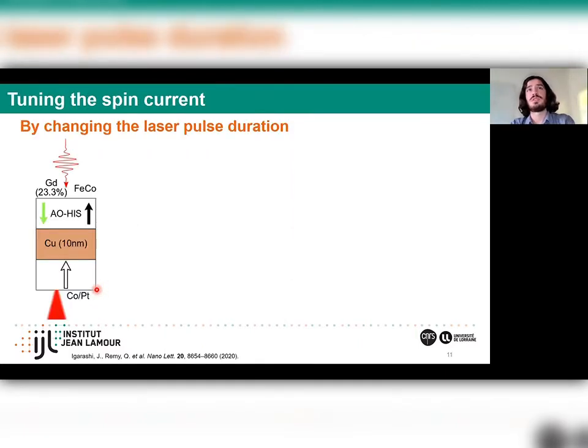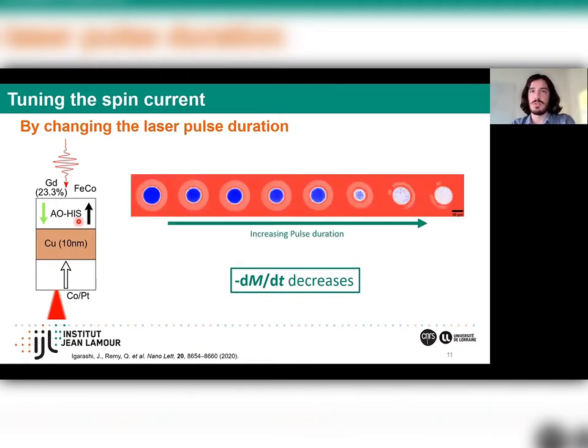And so now we'll show how we can control this spin current, because the spin accumulation generated in the gadolinium iron cobalt is given by dm/dt. So if I change dm/dt, I will change the spin current. One way to do this is to slow down the magnetization dynamics of the gadolinium iron cobalt. And an easy way to do this is to increase the laser pulse duration. So this is what I have done here.